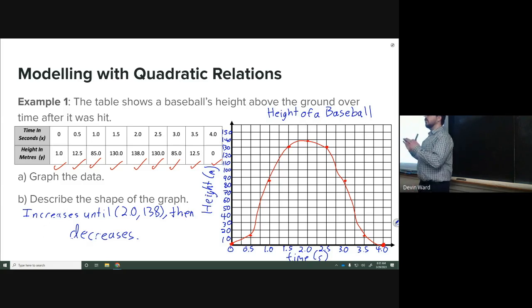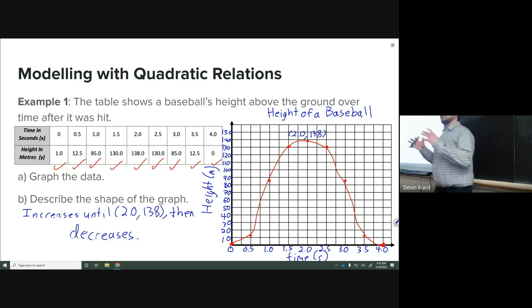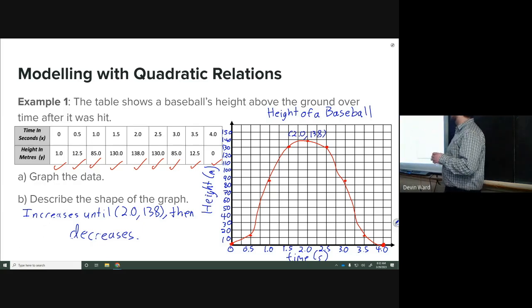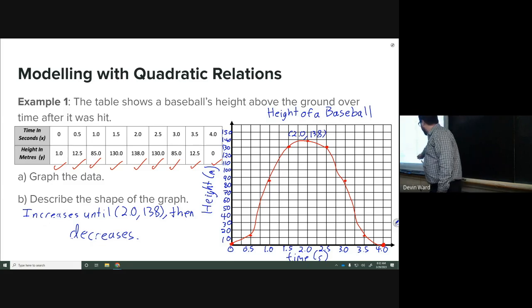Is everyone familiar with point notation? At this point right here would be 2.0 and 138. So you always write the x first and then the y and put in brackets to show what the point is. Okay, but yeah, it goes up and then comes back down. So parabolas can either start up, come down, and go back up, or they can start down here, go up, and then down. So it can either increase and decrease, or decrease and then increase back up.